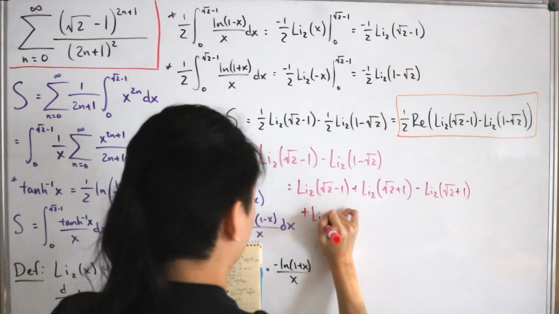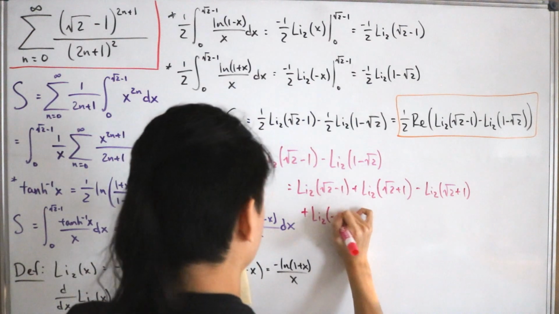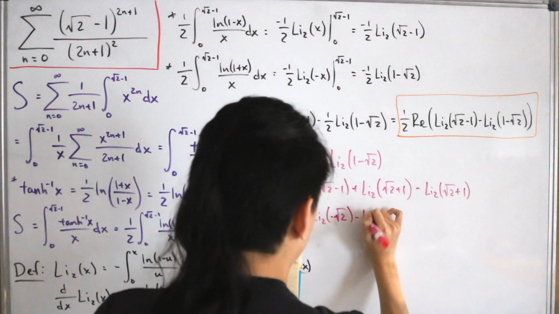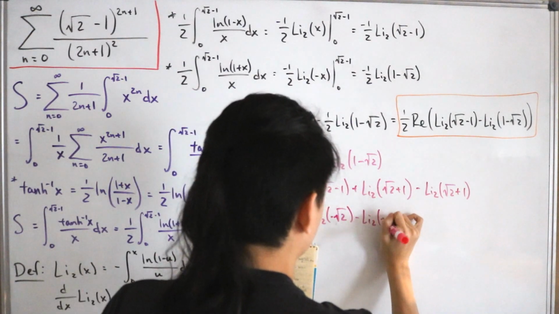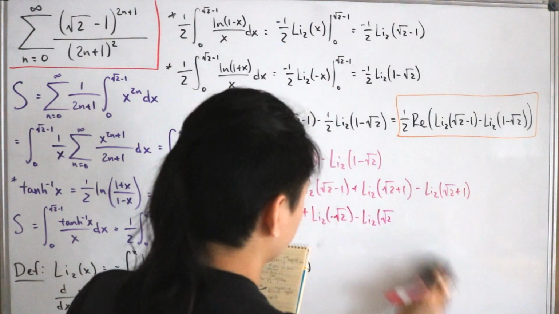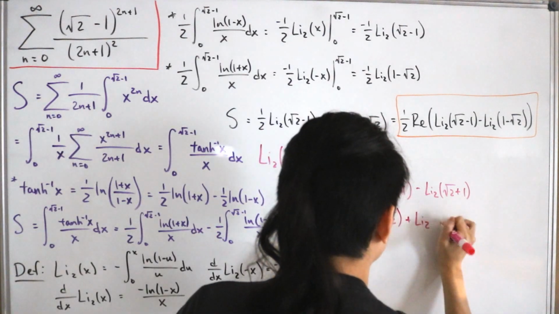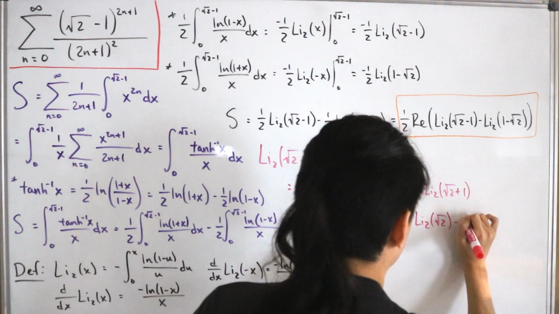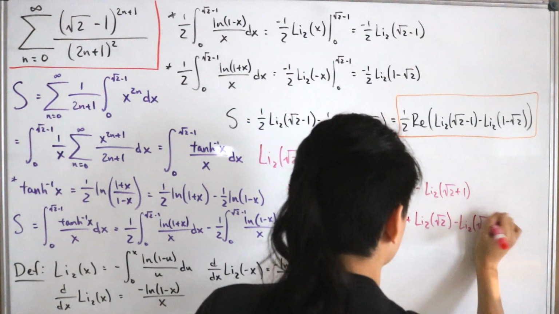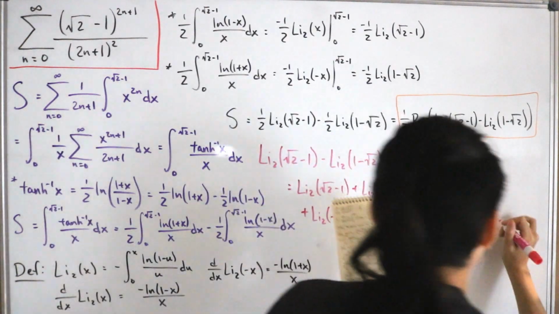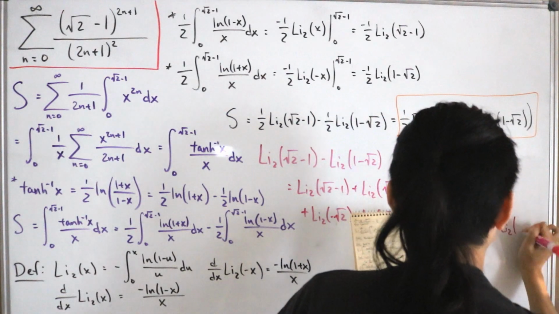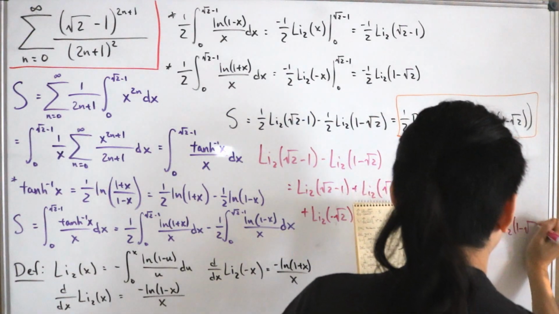Add this with the dilogarithm at negative the square root of 2. Subtract with the dilogarithm at the negative square root of 2. Add this with the dilogarithm at the square root of 2. Subtract the dilogarithm at the square root of 2. And then lastly, subtract with the dilogarithm at 1 minus the square root of 2.